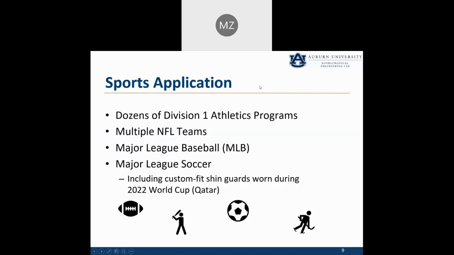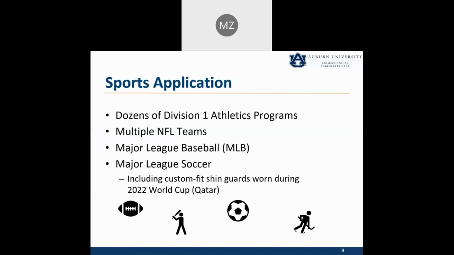So what are some of the applications? The most obvious that we've been discussing thus far is athletics. Our technology is used in dozens of collegiate athletic programs around the country. It's used by multiple NFL teams, Major League Baseball, Major League Soccer. An interesting note here is that custom fit shin guards made with this technology were actually worn during the 2022 World Cup. So that was a lot of fun to watch.